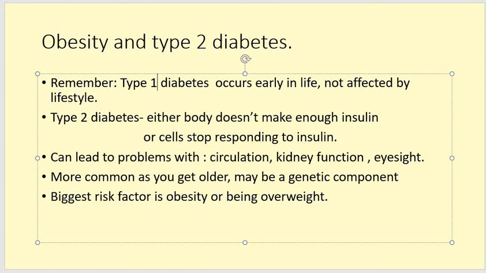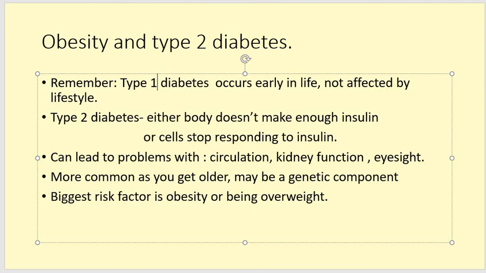Type 2 diabetes happens for one of two reasons. Either your body doesn't make enough insulin because it's under stress, or the cells in your body stop responding to the insulin you do produce. And it can lead to problems with circulation, that's how your blood moves around your body, and your kidney function, and that isn't just making the wee, it's actually removing the waste products from your blood so that your body can get rid of them. You don't want to have waste going round your body because it's not good for you.